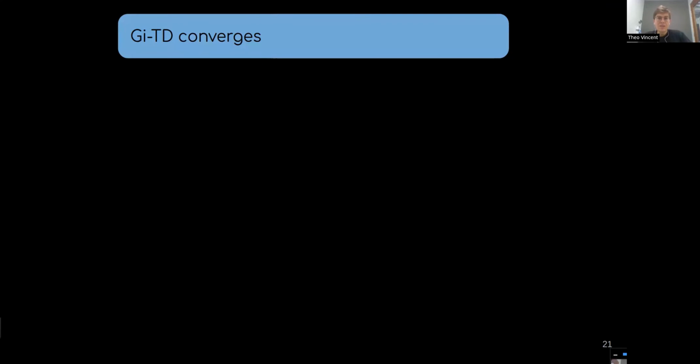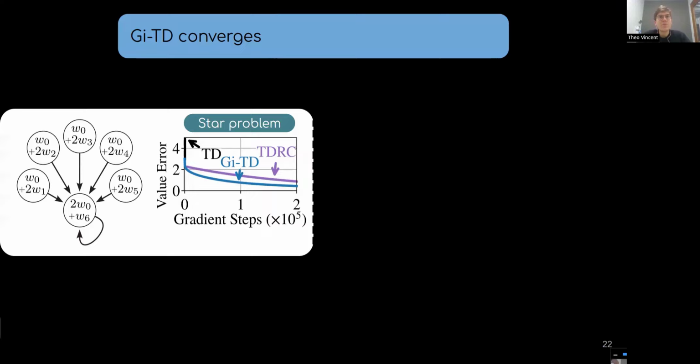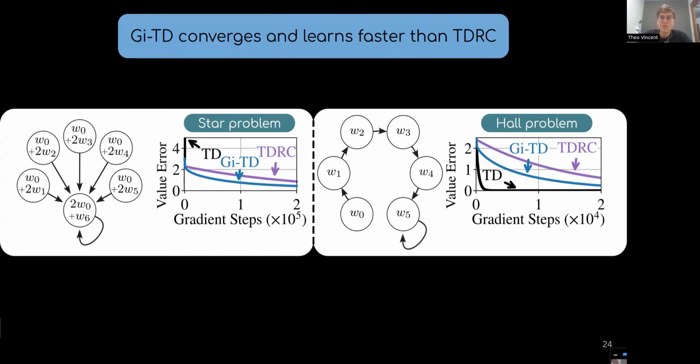The good news is that gradient iterated TD learning converges. This is because the loss only depends on its parameters. And indeed, in Baird's counterexample, GITD converges. One thing that is interesting is that it's also learning faster than TDRC on the star problem, as we can see on this figure. The blue curve is lower than the purple curve. So this was enough to convince us that we should try on larger benchmarks.